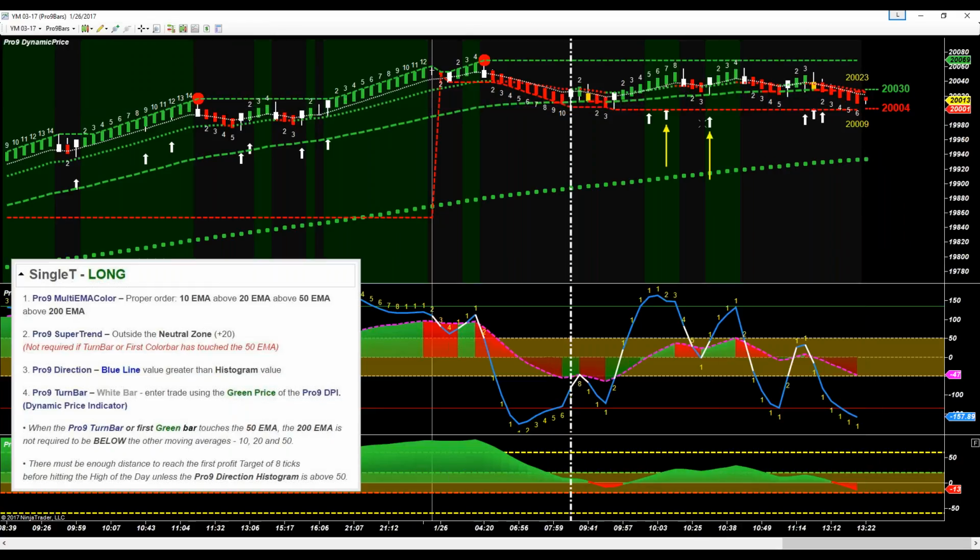So our most ideal point of entry will be the DPI that created the turn bar for the single T or continuation, dot trend, and divergence reversal. All 4 of those use a turn bar, where we want to enter with the DPI that created the turn bar. That's the most ideal entry for these trades. We can also, if for some reason we cannot get in on the turn bar, enter on the DPI that creates the first color bar.